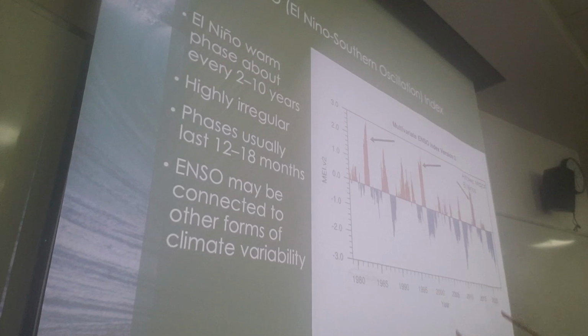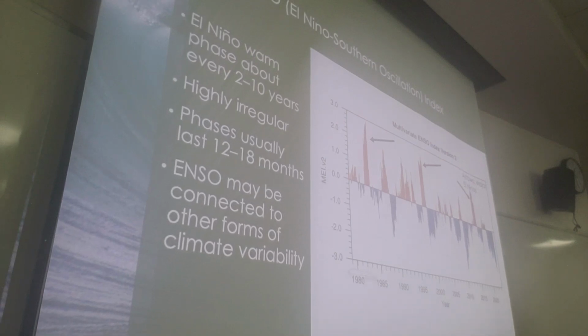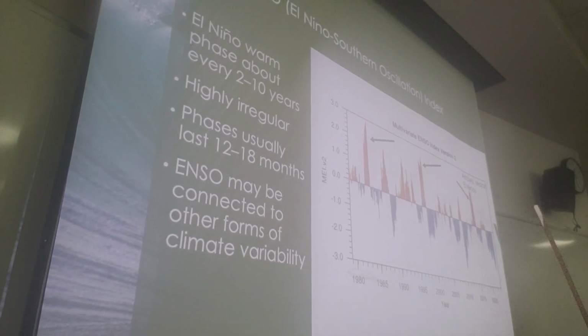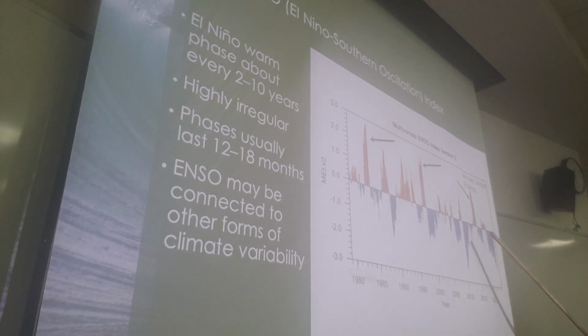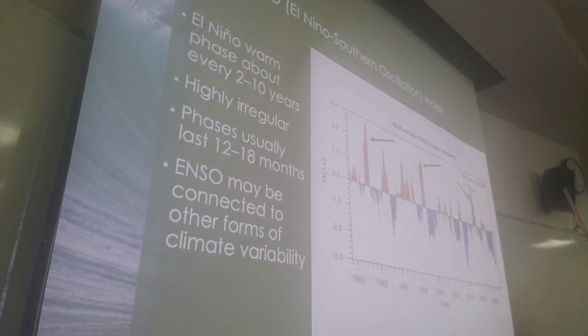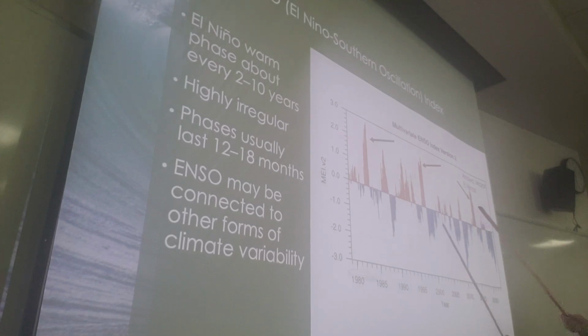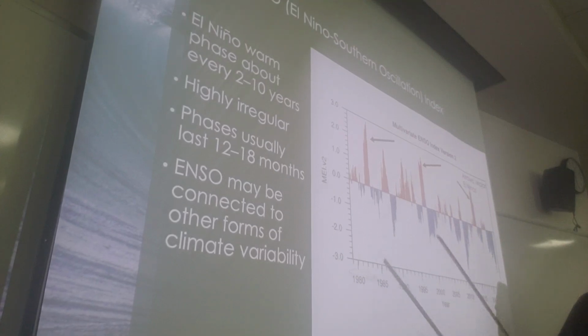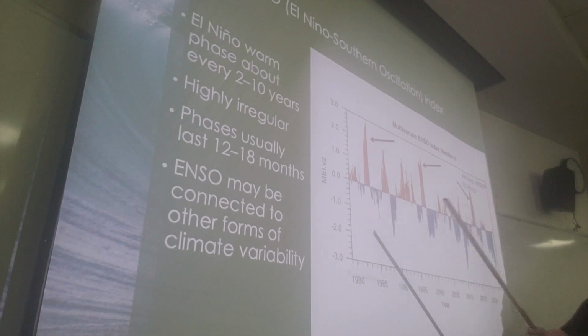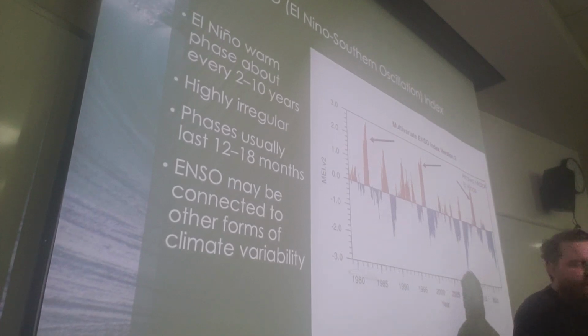Very irregular. Generally, an El Nino lasts for about a year or a year and a half, and La Ninas are similar. So just sort of having an idea of this plot that it's erratic, but there's a time scale associated with it. El Ninos generally last a year or a year and a half, and they happen in some irregular interval, generally between 2 and 10 years.